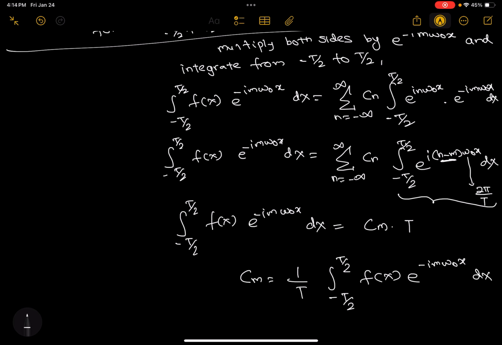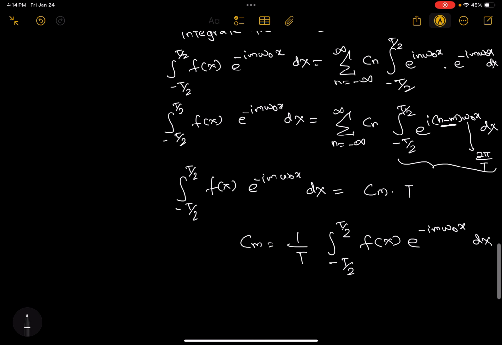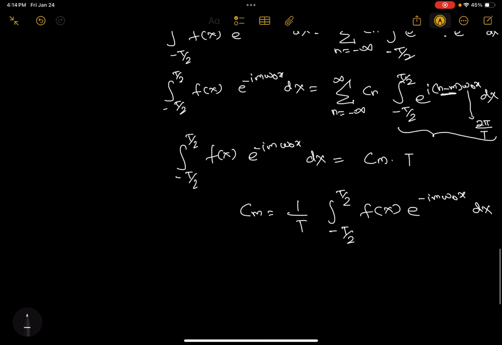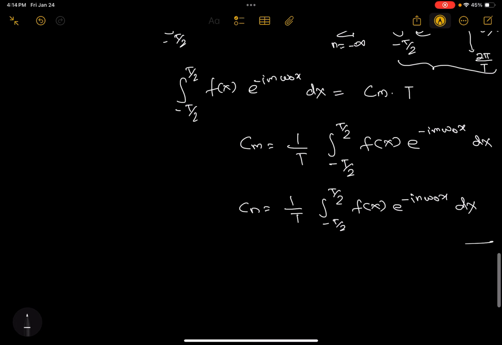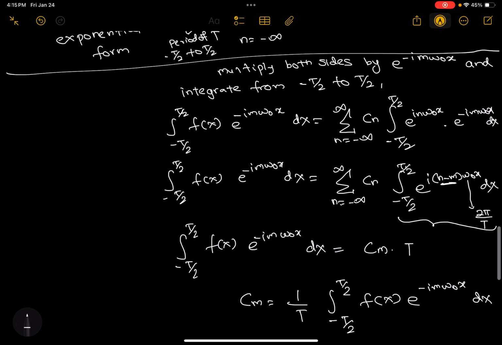Okay, so now we get this thing, right? For getting any general term, let's say the general term c sub n, I can substitute m by n, and that gives me a general term. Now we are really close to introducing the idea of the Fourier series. So till now we got that, we understood that.